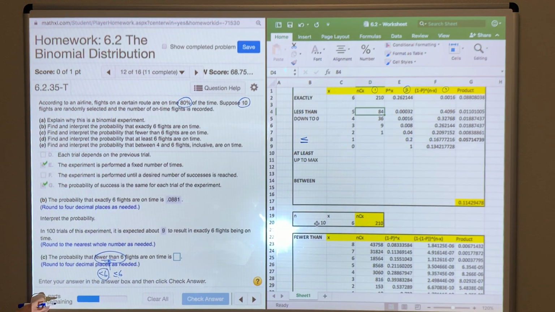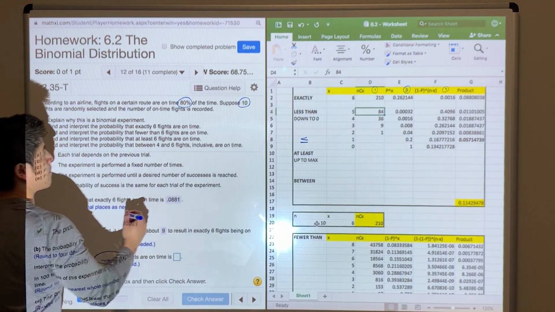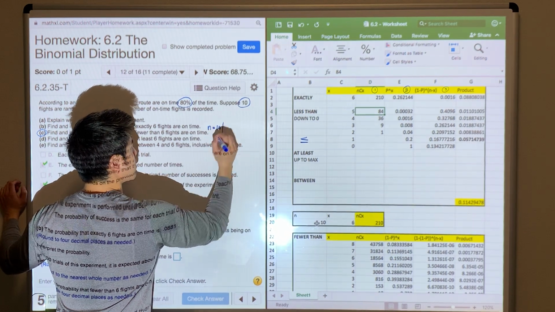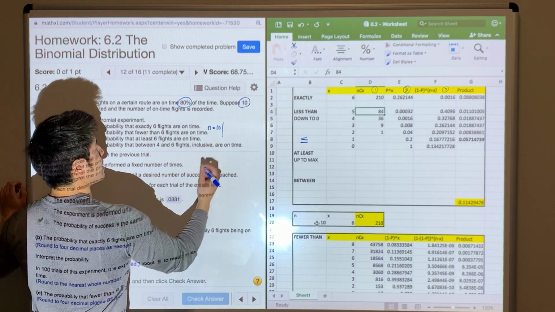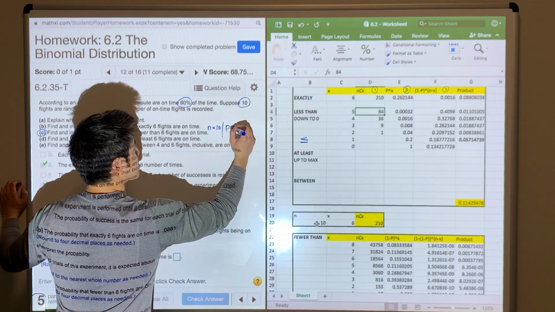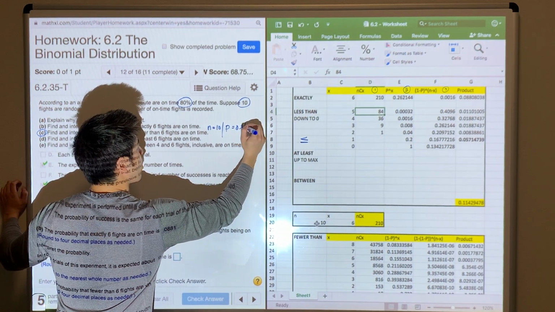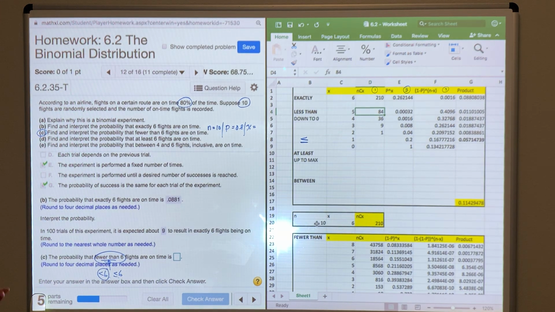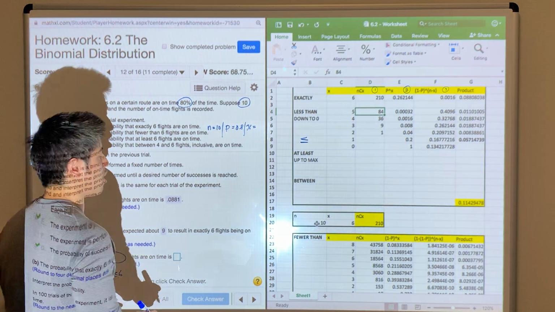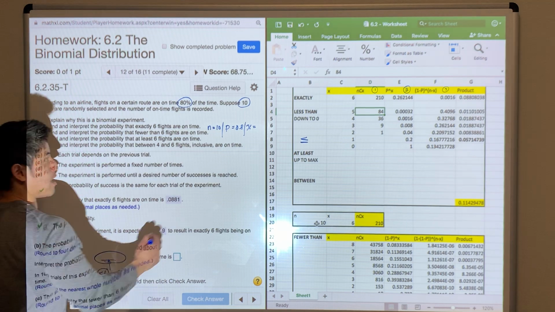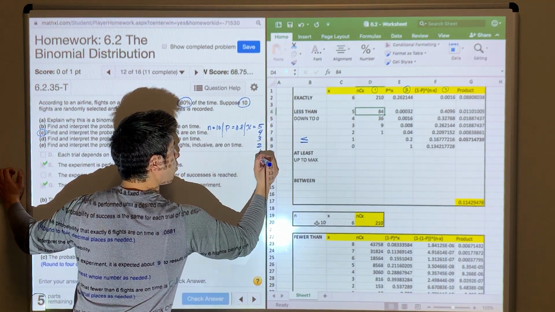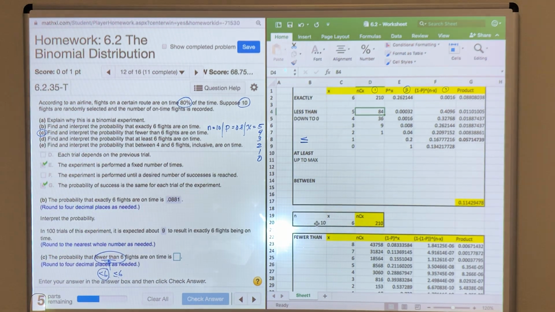We're now on to part C. My n is still 10. What is my P? My P is still 0.8. Now, what is my x? My x is going to change depending on which part I'm doing. So I've got to do a 5, a 4, a 3, a 2, a 1, and a 0 scenario for all of this.